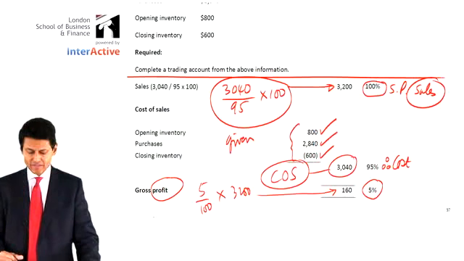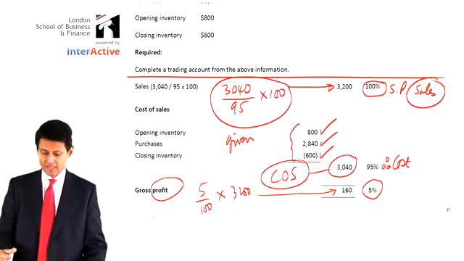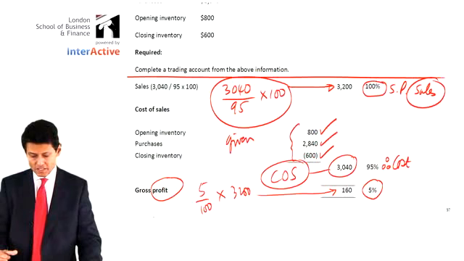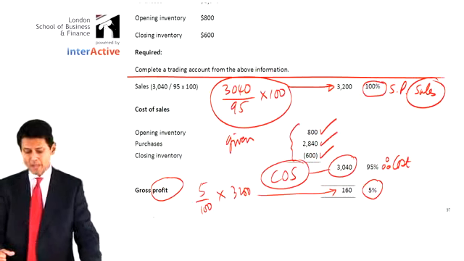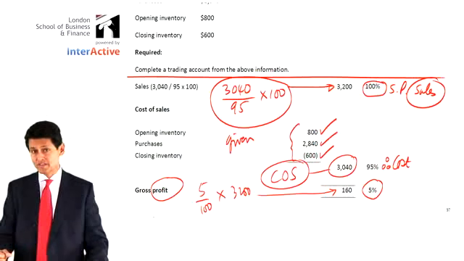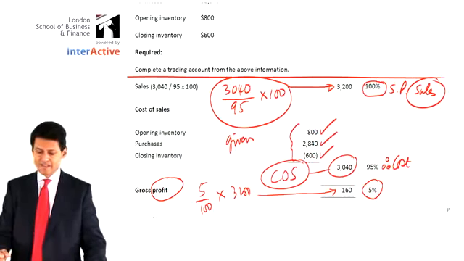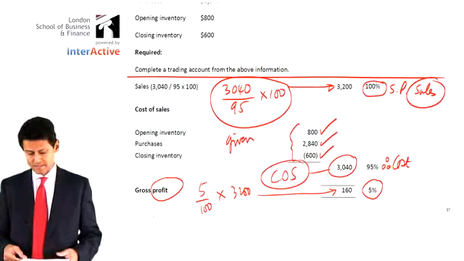And very often if the margin is given as here, you can work out the sales by starting with the cost of sales, which is opening stock plus purchases less closing. So that's how the 3040 is arrived at. That 3040 is then grossed up, if you like, by dividing by 0.95. Or if you prefer, divide by 95, multiply by 100. So that's how you get to 3,200, and therefore the whole thing falls into place.